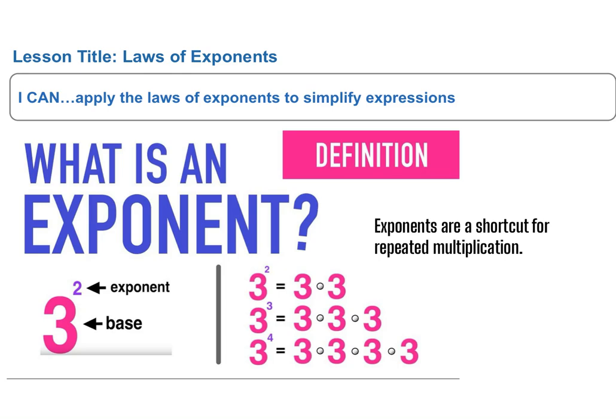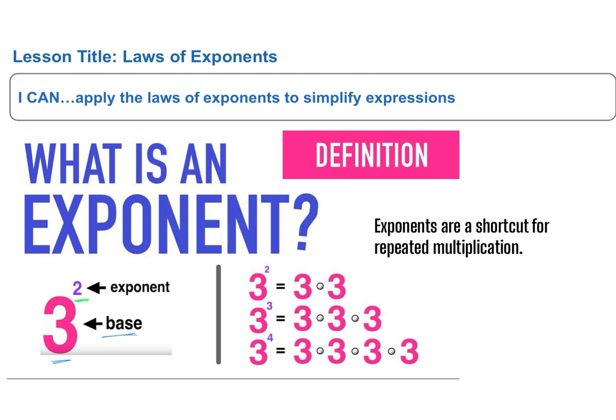So here we have the law of exponents. Remember, an exponent is the little number to the top right of a number or variable. So for example, I have the 3 here. This 3 is known as the base because that is just the number in itself. The exponent is the little number to the right, the 2.